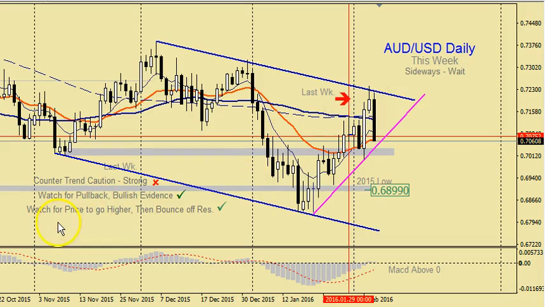And I did mention watch for price to go higher. This was last week's, and then watch the bounce off resistance. So it did go higher. It did bounce off the resistance perfectly, as I mentioned here.